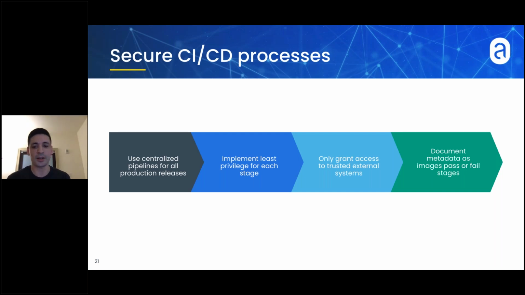And then finally, document metadata as these images are moving through the stages, right? So if we can add additional bits of information to these container images or to these artifacts that attest that they've made their way safely and effectively through this stage, maybe through some sort of image signing, all that is really important to really secure the CI/CD process.